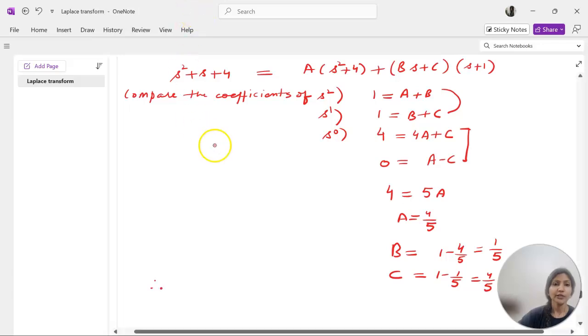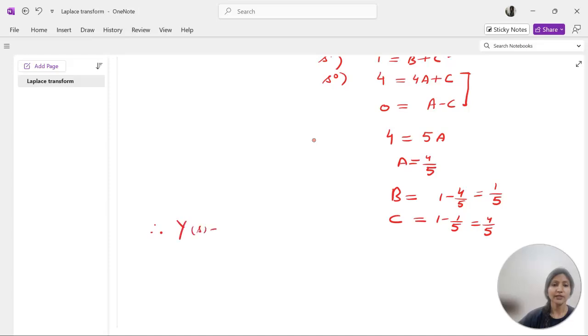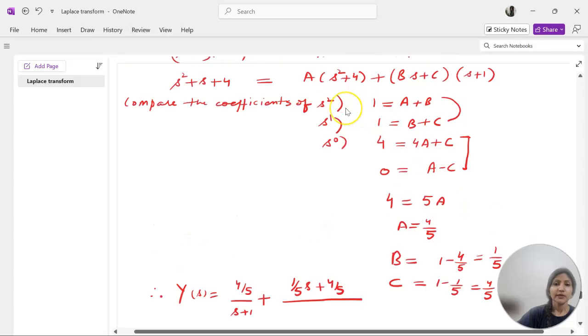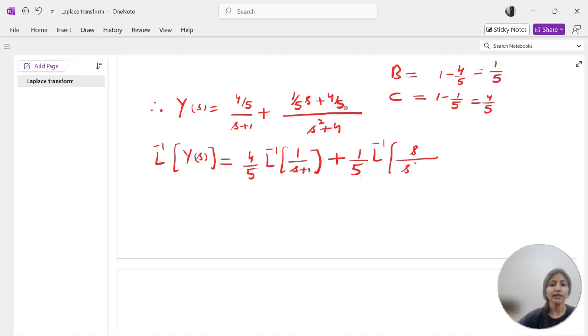Therefore, we can write the partial fraction of capital Y of s as A over s plus 1. So Y(s) is 4 by 5 upon s plus 1 plus Bs plus C, that is 1 by 5 s plus 4 by 5, upon s square plus 4. We are interested in finding the Laplace inverse of capital Y of s, which is as good as Laplace inverse of this. And you can write 4 by 5 Laplace inverse of 1 over s plus 1, and 1 by 5 Laplace inverse of s upon s square plus 4, and plus 4 by 5 L inverse of 1 over s square plus 4.